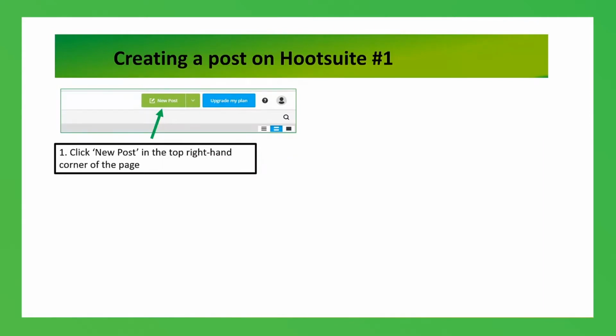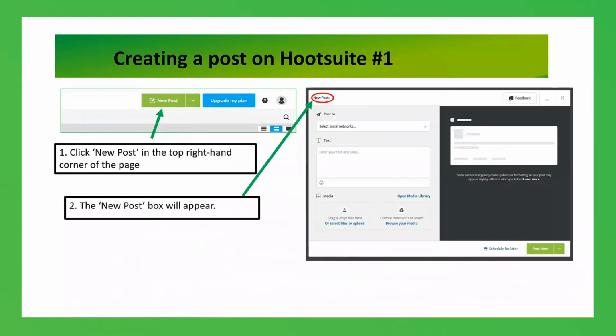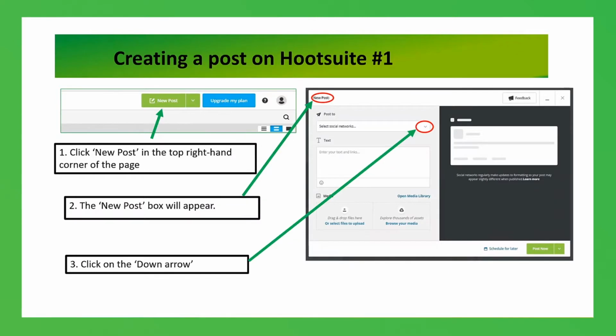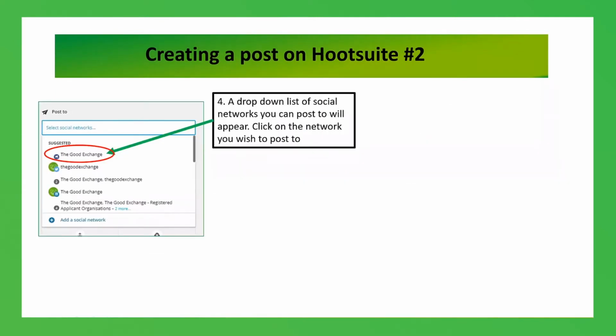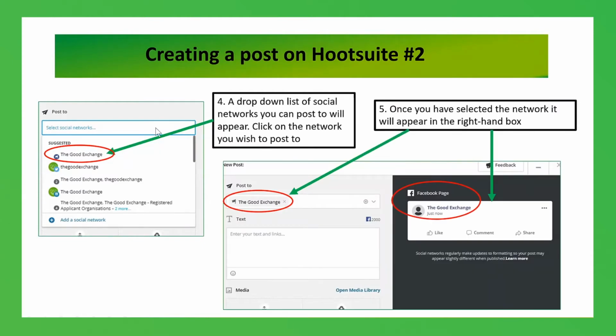Okay, so to create a post on Hootsuite, click New Post in the top right-hand corner of the page, and this box will appear. The first thing to do is click on this down arrow here, and a drop-down list will appear of the social networks you can post to. This will only appear if you've gone through the beginning stages that we've talked about and linked these social networks to your Hootsuite. Okay, so for the purpose of this, we've clicked Facebook. And once you do that, this will appear in this box here.